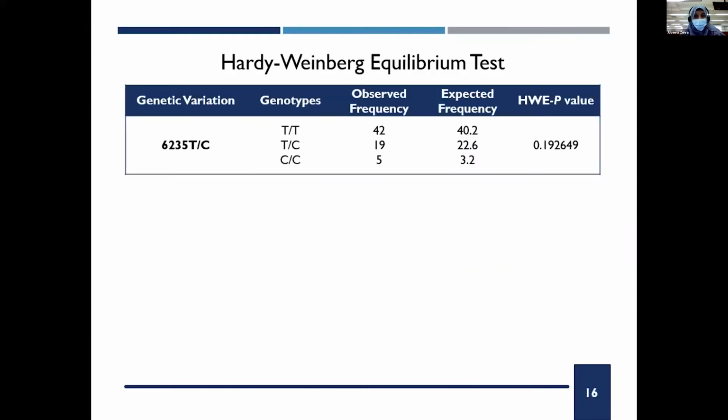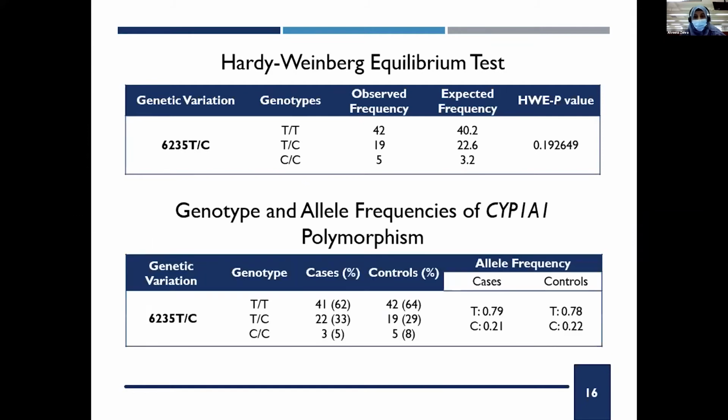Hardy-Weinberg equilibrium test was performed to assure that the controls were true representative of our general population, and p-value of greater than 0.05 indicated that they were consistent with Hardy-Weinberg equilibrium. The genotype and allele frequencies of this polymorphism were determined. The variant allele was present in 21% of cases and 22% controls.